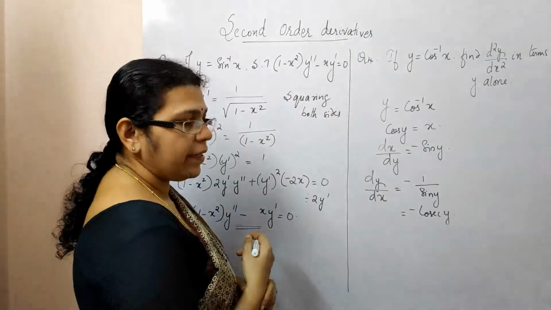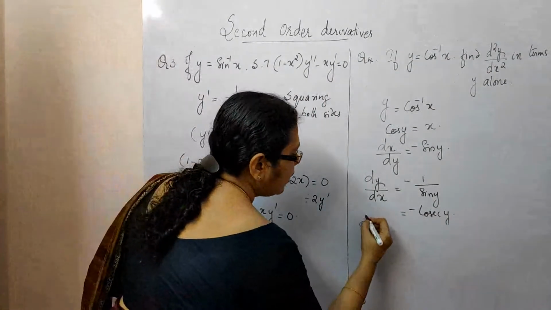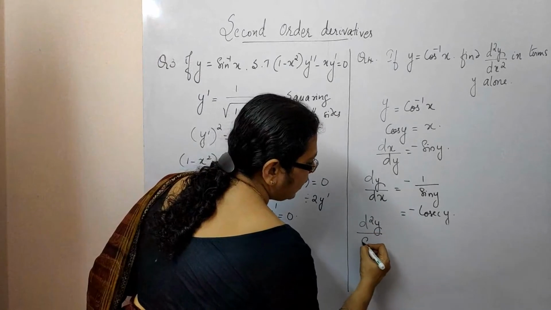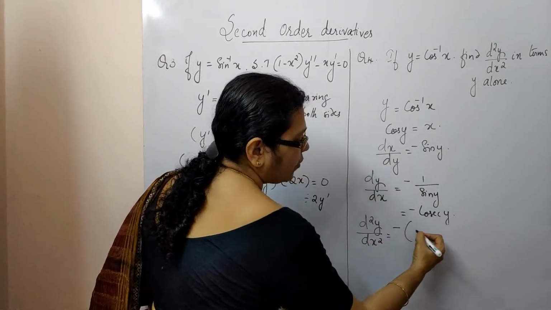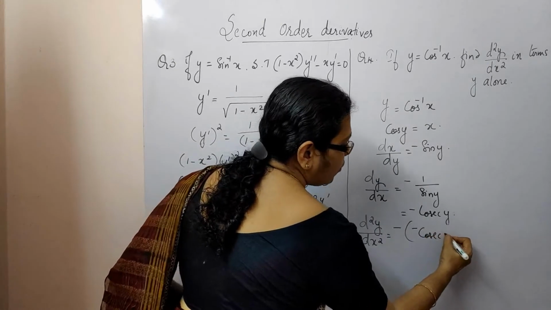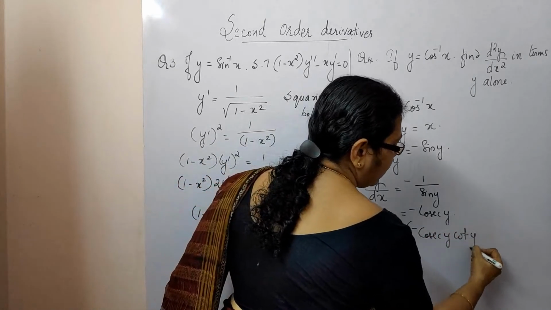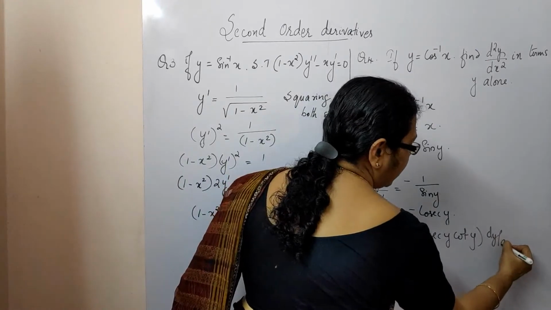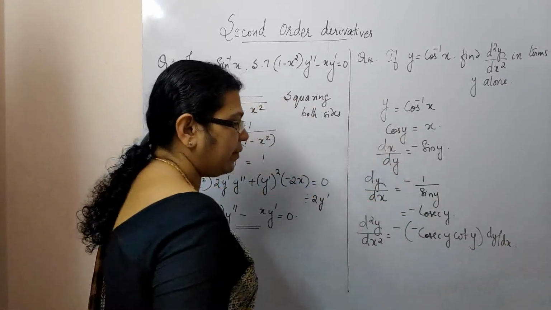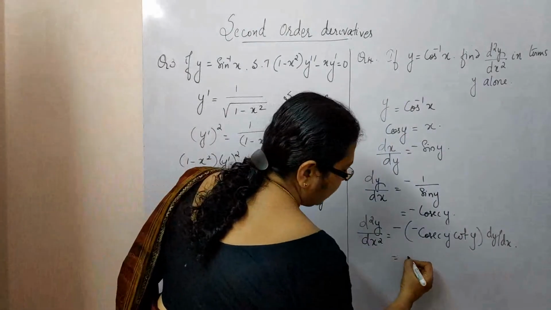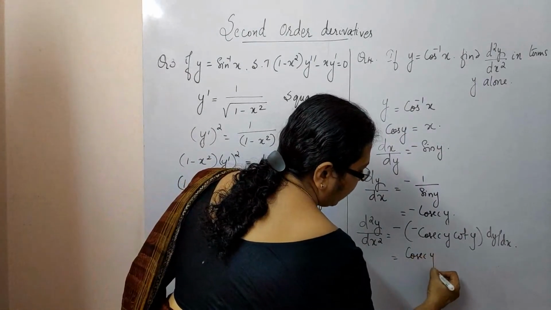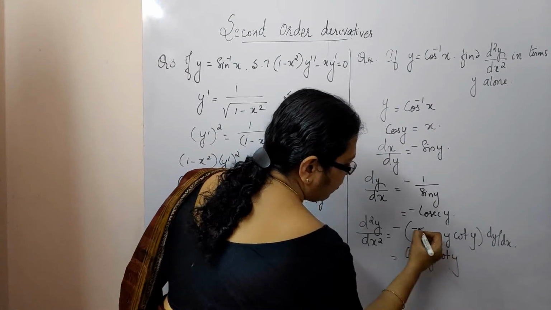So, now finding the second derivative. I have d square y by dx square is equal to minus of, what is the derivative of cosec y? Minus of cosec y cot y into dy by dx, because I am finding the derivative of y with respect to x. So, I have dy by dx. That is cosec y cot y. Minus of minus becomes plus.